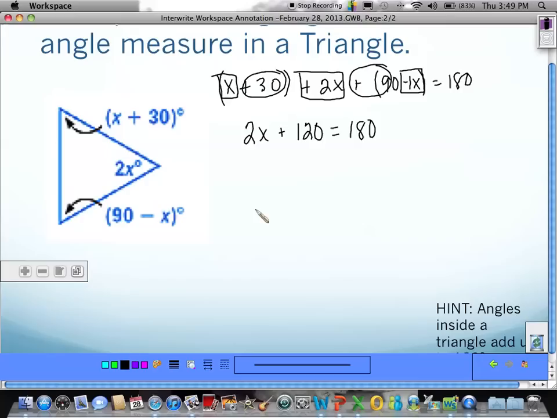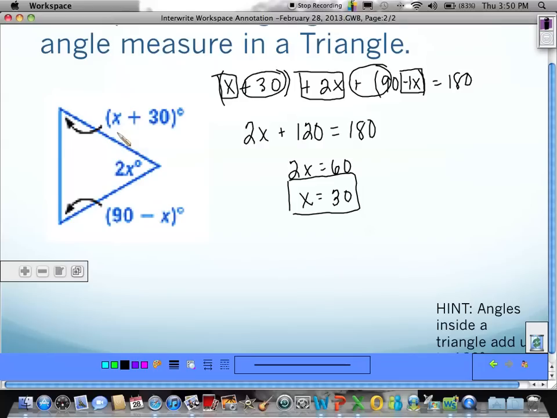All right, again, we're just going to solve the two-step equation. I'm going to go ahead and write what you get. You get 2x equals 60. So x equals 30. All you do is inverse balance solve. Now, this isn't my answer. I have to go and plug this into each angle.